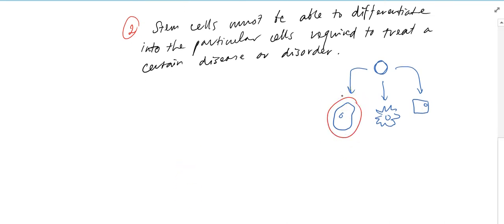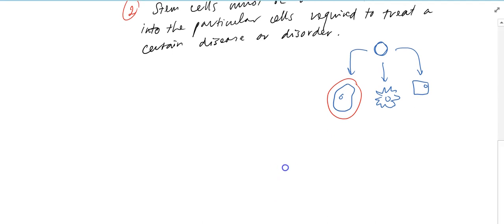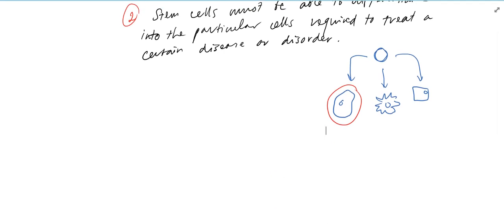And we have to be able to choose exactly which one of those specialized cells are differentiated into. So if we have issues selecting a particular cell type from a stem cell, then that poses a significant challenge.